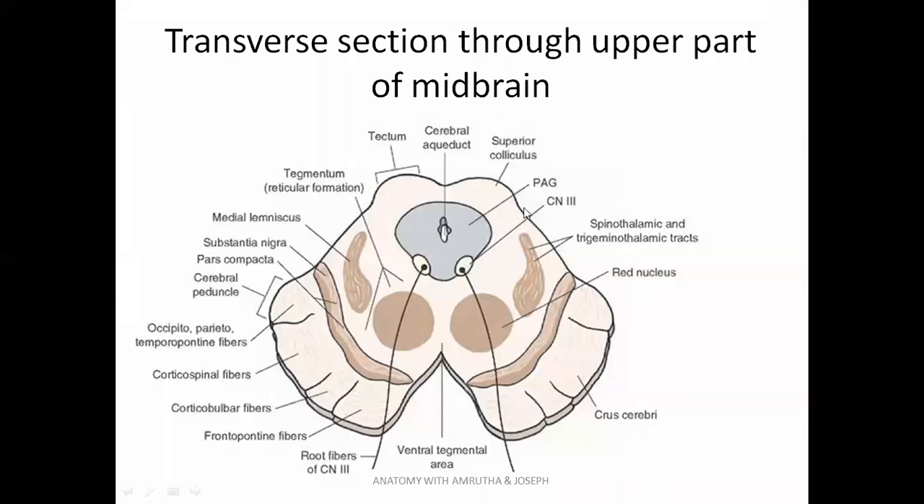Now, there are other structures like the superior colliculus, because the section is at the posterior, at the upper level, so the superior colliculus can be seen. But if the section was a little lower, you could see the inferior colliculus. But here it is the superior colliculus, right? And this posterior part of the midbrain is called the tectum. I'll describe the parts of the midbrain in the next slide probably.